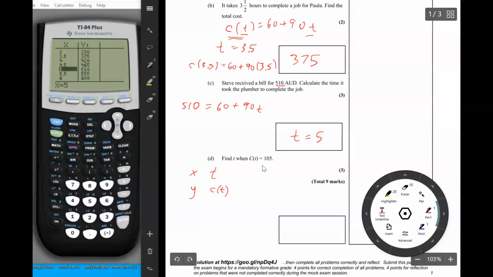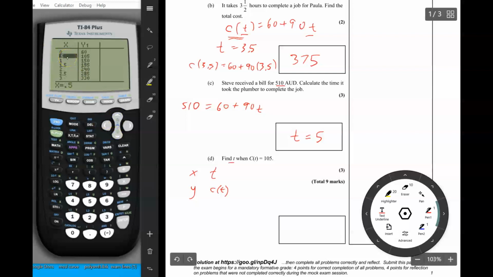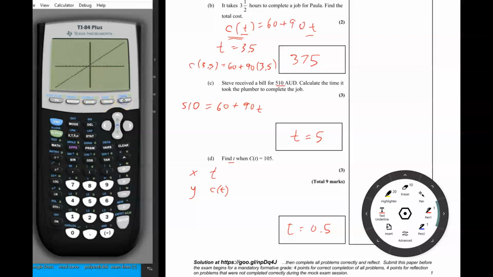Okay, so c of t is equal to 105, so that means we're looking for when the function is equal to 105. Let's see if we have that. Yeah, looks like we have it when x equals 0.5. So when x equals 0.5, or when t is equal to 0.5, we can see that the c of t value, or the output, is equal to 105. Okay, and we could see that because we changed the step size to plus 0.5, we can see a lot more points here. I'm going to show you how to do that on the graph too.